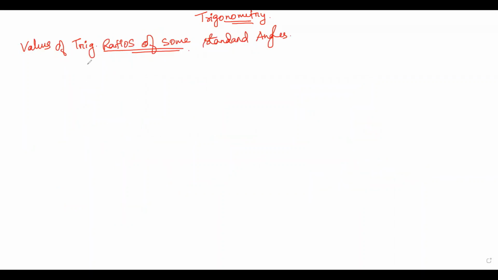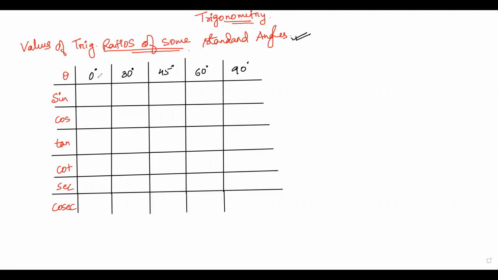Now let us see the values of trigonometric ratios of some standard angles. Some of the standard angles can be considered as 0 degree, 30 degree, 45 degree, 60 degree, and 90 degree. And let us see the value of these trigonometric ratios for these standard angles. The value of sine 0 is 0. The value of sine 30 is 1 by 2. The value of sine 45 degree is 1 upon root 2. The value of sine 60 is root 3 by 2. And the value of sine 90 is 1.